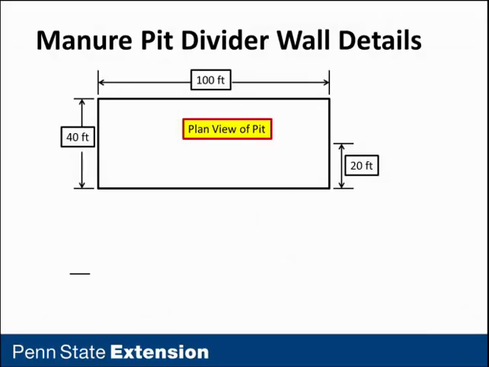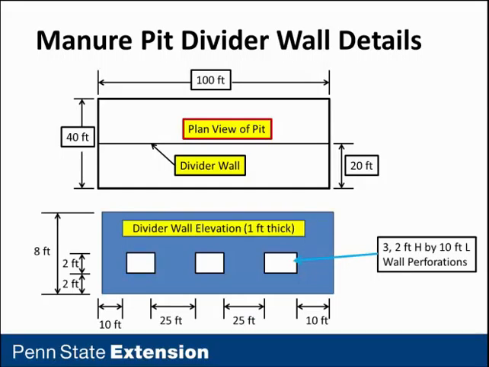This is a footprint of the 40 by 100 foot building and manure pit. We have a divider wall in that manure pit running down the entire longitudinal center line. And that divider wall will have rectangular perforations, 3 of them. The bottom of those perforations is 2 feet above the bottom of the manure pit. They're 2 feet high. The first perforation is located 10 feet from the left end wall.